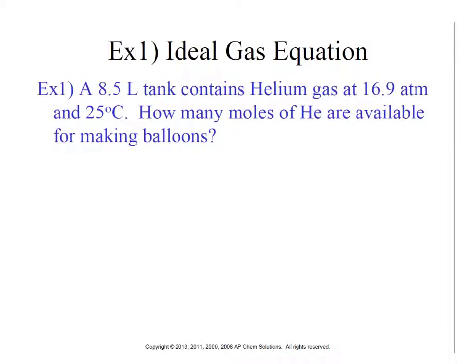So here's an example. We have an 8.5 liter tank that contains helium gas, 16.9 atmospheres, 25 degrees Celsius. How many moles of helium are available for making the balloons? How many moles of helium is there inside of that tank? Now you notice nothing here is changing. It doesn't say temperature is going from 25 to 100 or volume is going from 8.5 down to 3. Everything's the same, so that should be a signal to our little AP chemistry brains that this is a PV=nRT question. So here's our equation.